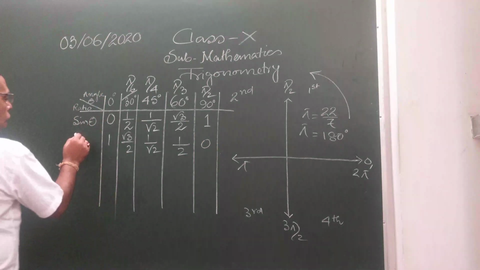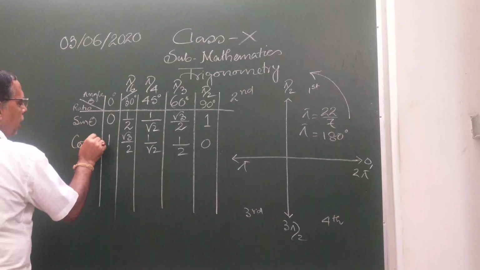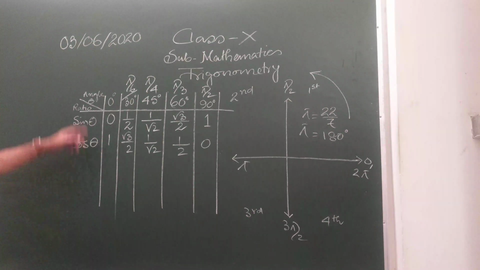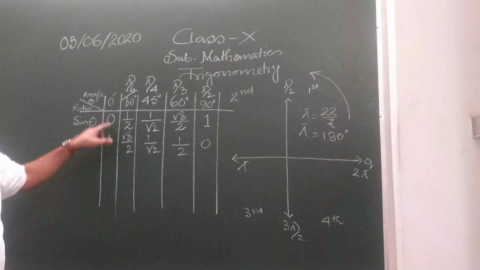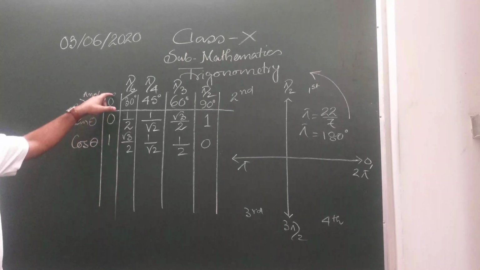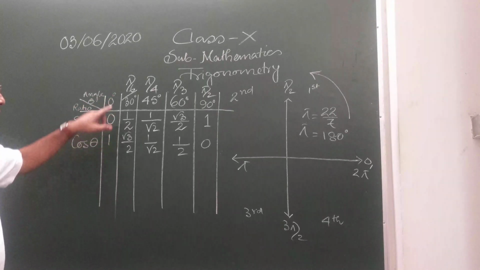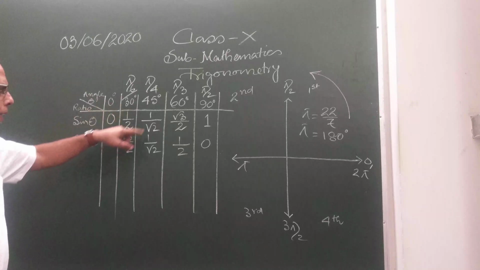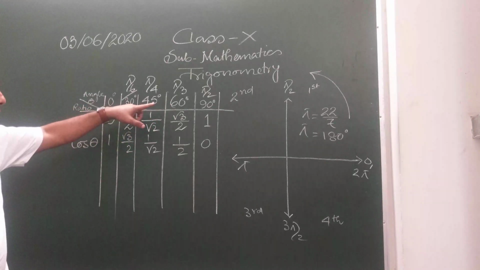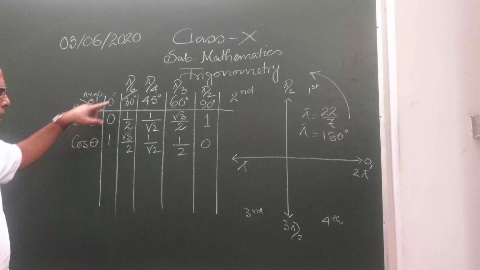This is the value of cos theta. So cos 0 is 1, sin 0 is 0, cos 0 is 1. Cos 30 degree is root 3 by 2. Just cross: sin 30 degree is cos 60 degree.